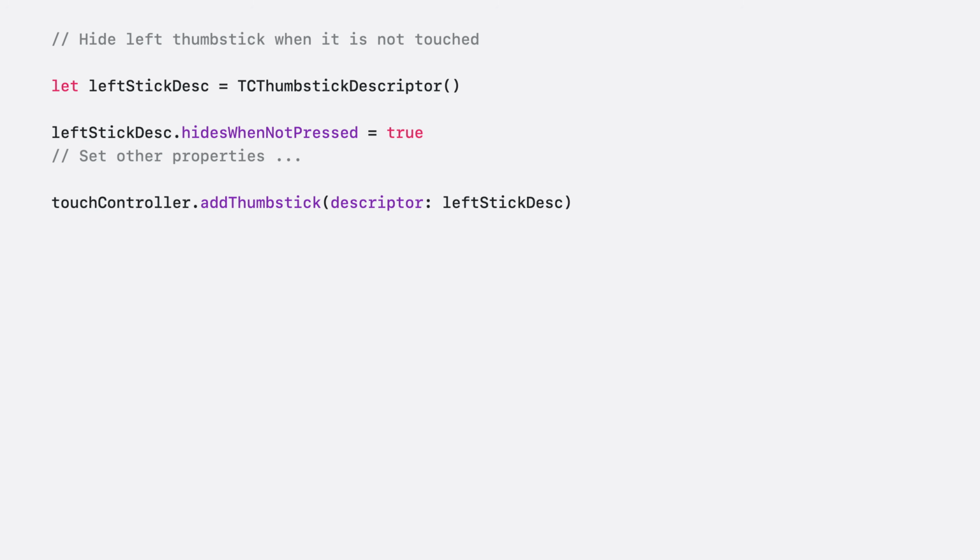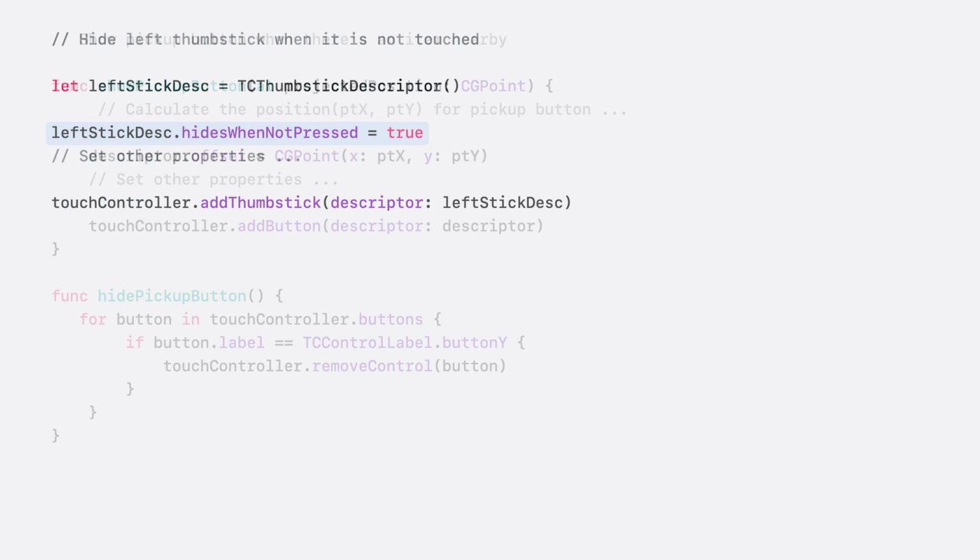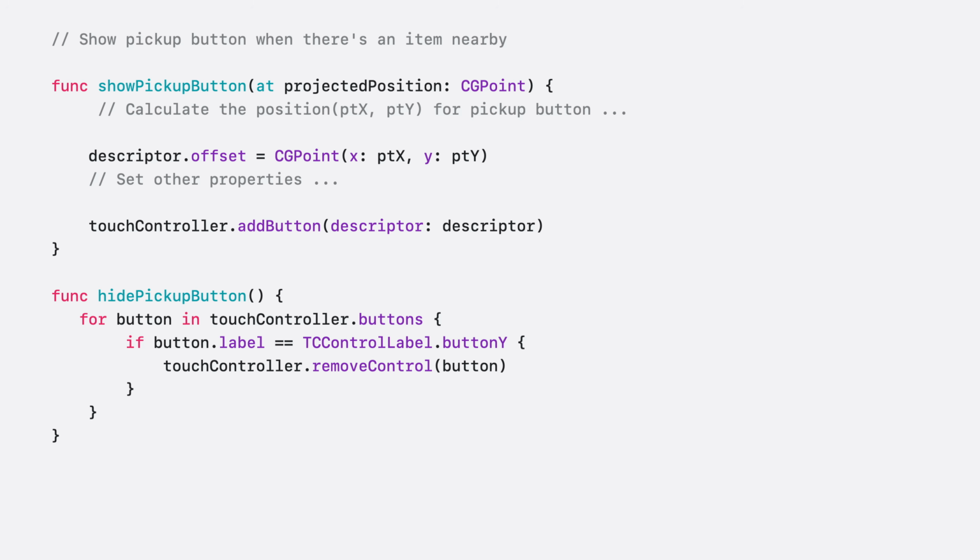Hiding thumbsticks when not in use is easy. When you create the thumbstick, just set hides when not pressed to true. For other controls like buttons, set is enabled to false to hide them.